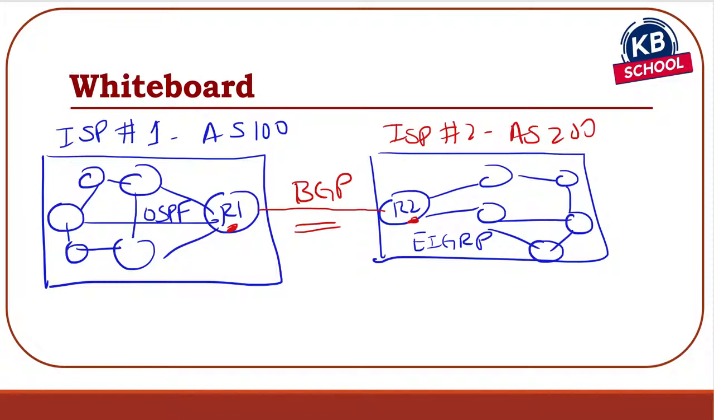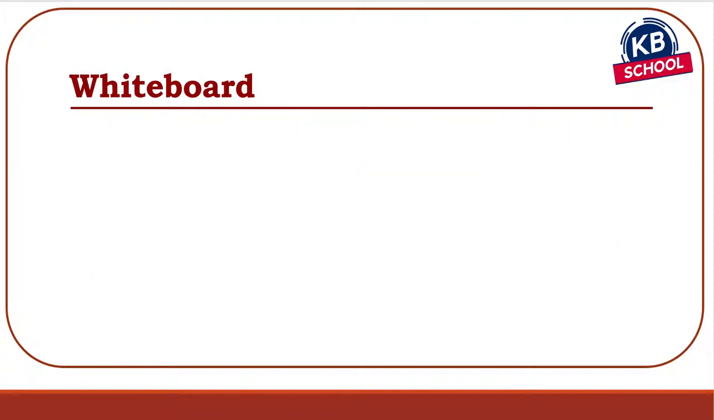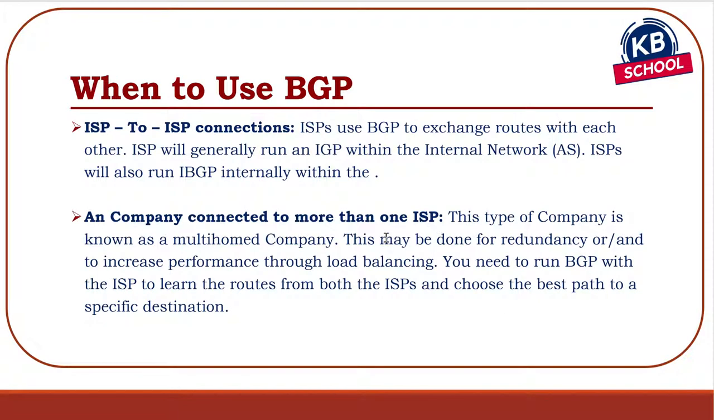All right. Now, when to use it, I already talked about that. There are two different use case scenarios for BGP. The most common one is the ISP to ISP connection. ISPs will definitely use BGP to communicate to each other, exchange routes with each other. ISPs will generally run an IGP within the internal system, within the autonomous system. We talked about that. I showed you that example a minute ago. ISPs will also run iBGP internally within the autonomous system in some cases.